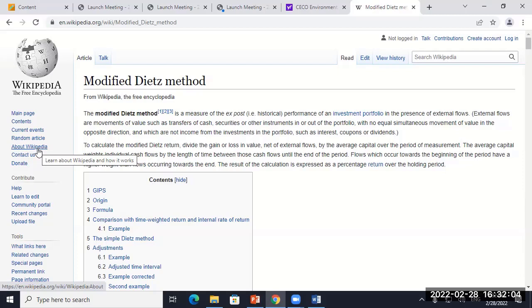So what the modified Dietz is trying to do is take the timing of your cash flow out of the calculation. Now, do you care about the timing of your cash flow? I think absolutely you do care. But the modified Dietz is saying, yeah, but we're not measuring your performance. We're measuring the portfolio manager's performance. And we can't have your decision when you invest your money mess up our return. All right, so that's what modified Dietz is trying to do.